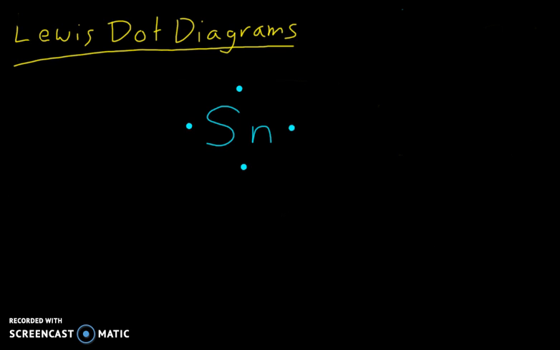So let's go ahead and grab a different example. How about we do potassium? So potassium's really easy. We've got K as our chemical symbol. If we look on our periodic table, it's in the very first column, which means it only has 1 valence electron. You just put 1 dot.